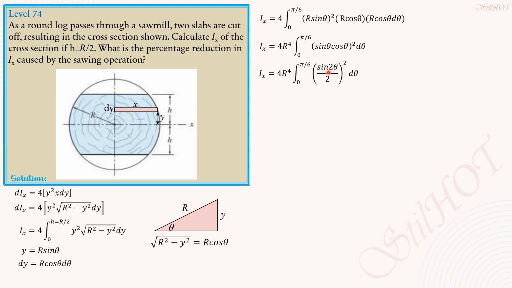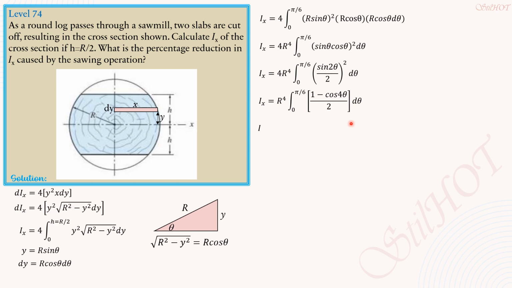So this is sine squared of 2 theta over 4. We can cancel 4. And from trigonometry, sine squared 2 theta is equal to 1 minus cosine of 4 theta all over 2. So Ix is r to the fourth integral 0 to pi over 6 of quantity 1 minus cosine 4 theta over 2 d theta. So that's the identity for sine squared of 2 theta.